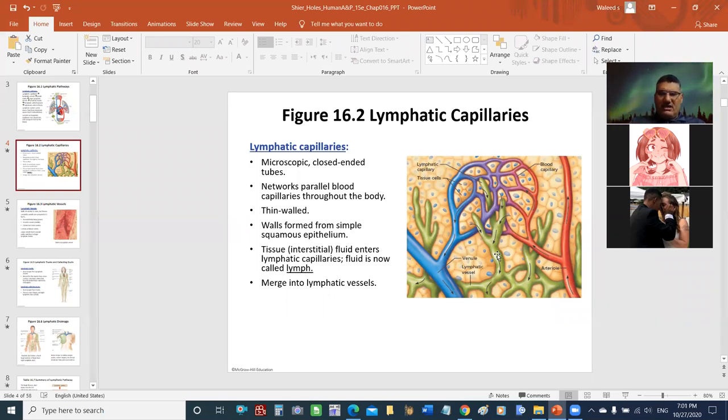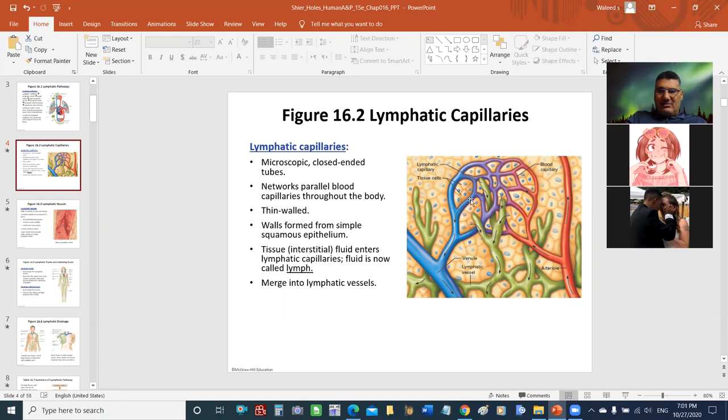What's the lymph? Remember I told you that these lymphatic capillaries are going to take the extra amount of the interstitial fluid. It will take it in, and then it will go through the lymphatic system. This extra amount, when it goes to the lymphatic system, we call it lymph. So what's the lymph? The lymph is the same as the interstitial fluid. It's the same, part of it leaks in and goes to the lymphatics.